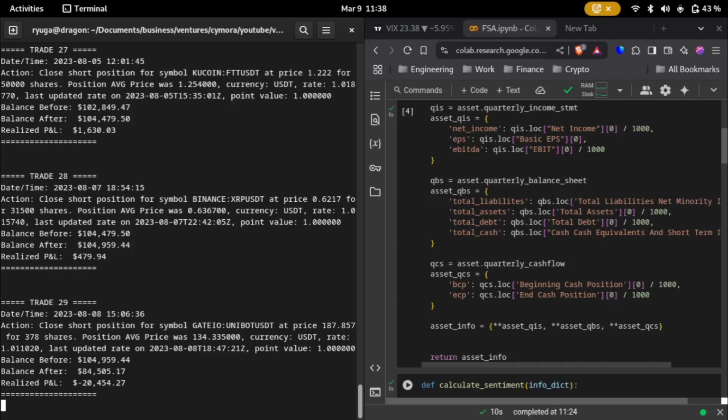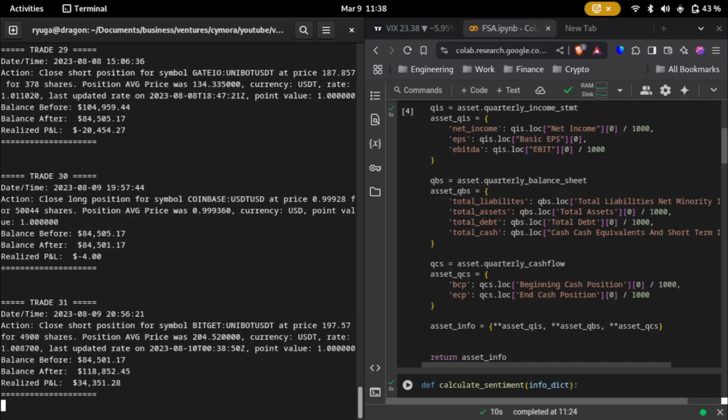Now, if you see these next few trades on the exact same cryptocurrency on a different exchange, I made $34,351, and that was because this is why trade timing is important.